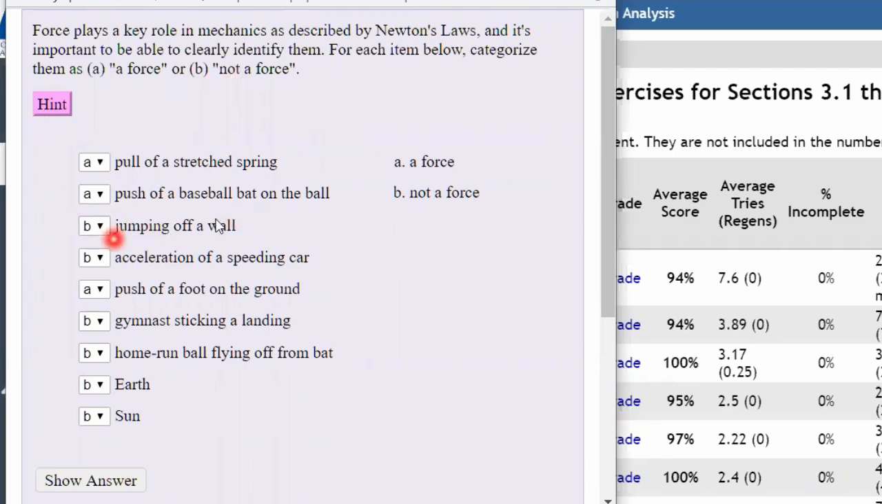But jumping off of a wall, that describes an action, I almost said action, and I'm trying to avoid the word action. It describes a situation that's happening. It describes an event.